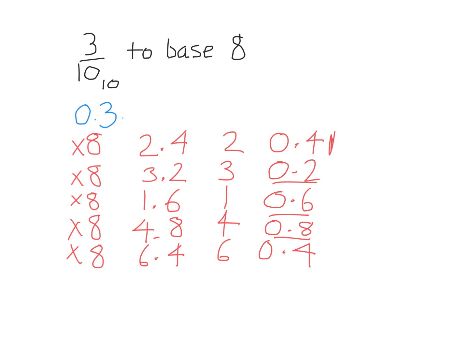So 0.3 in base 10 is equal to 0.2, and then when I hit that 0.4 left over, I get 3, 1, 4, 6. And that pattern's going to keep going and going because I'm never going to be able to get back to 0.3. It's just going to cycle through 0.2, 0.6, 0.8, 0.4 forever. So that part will be recurring, and we're done.